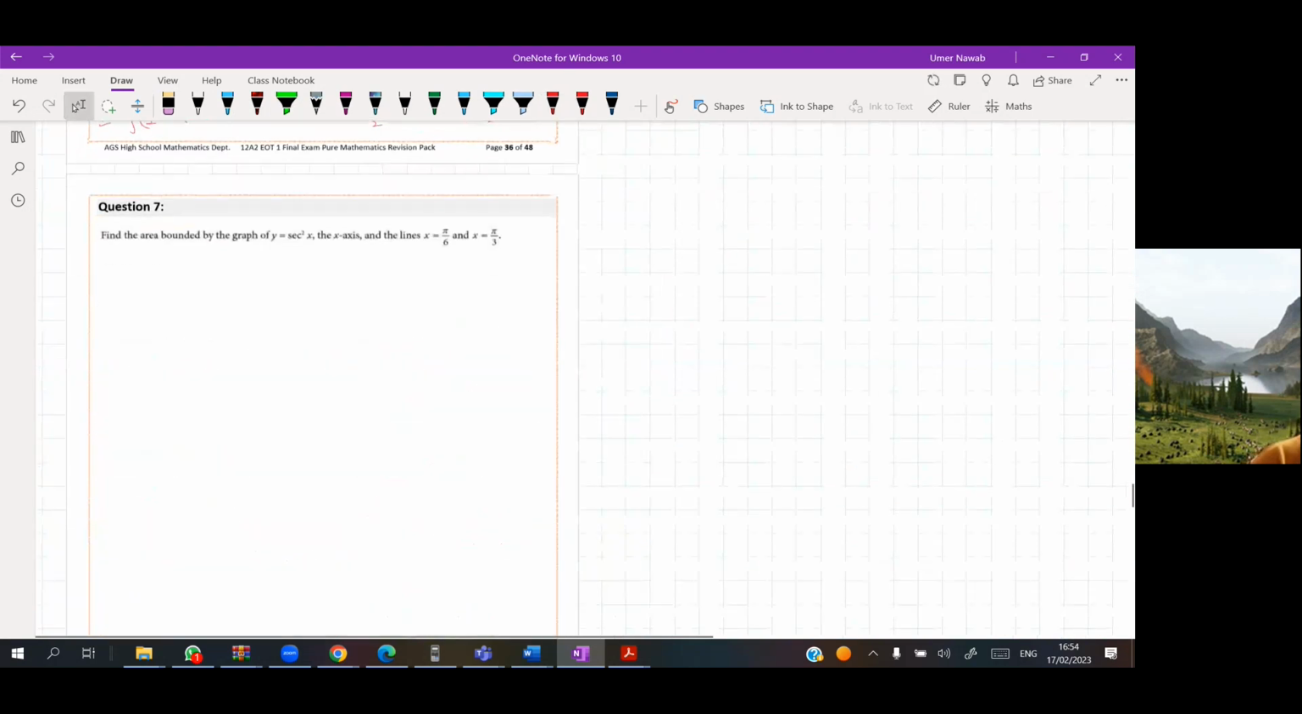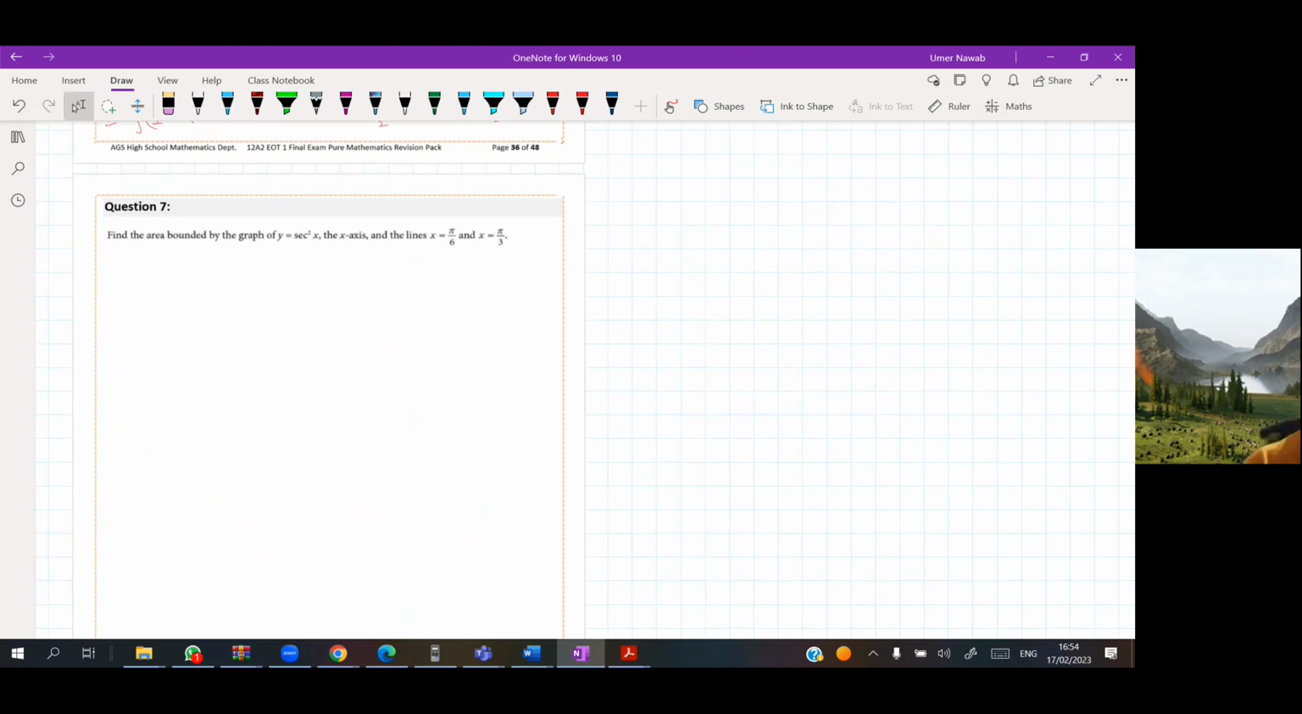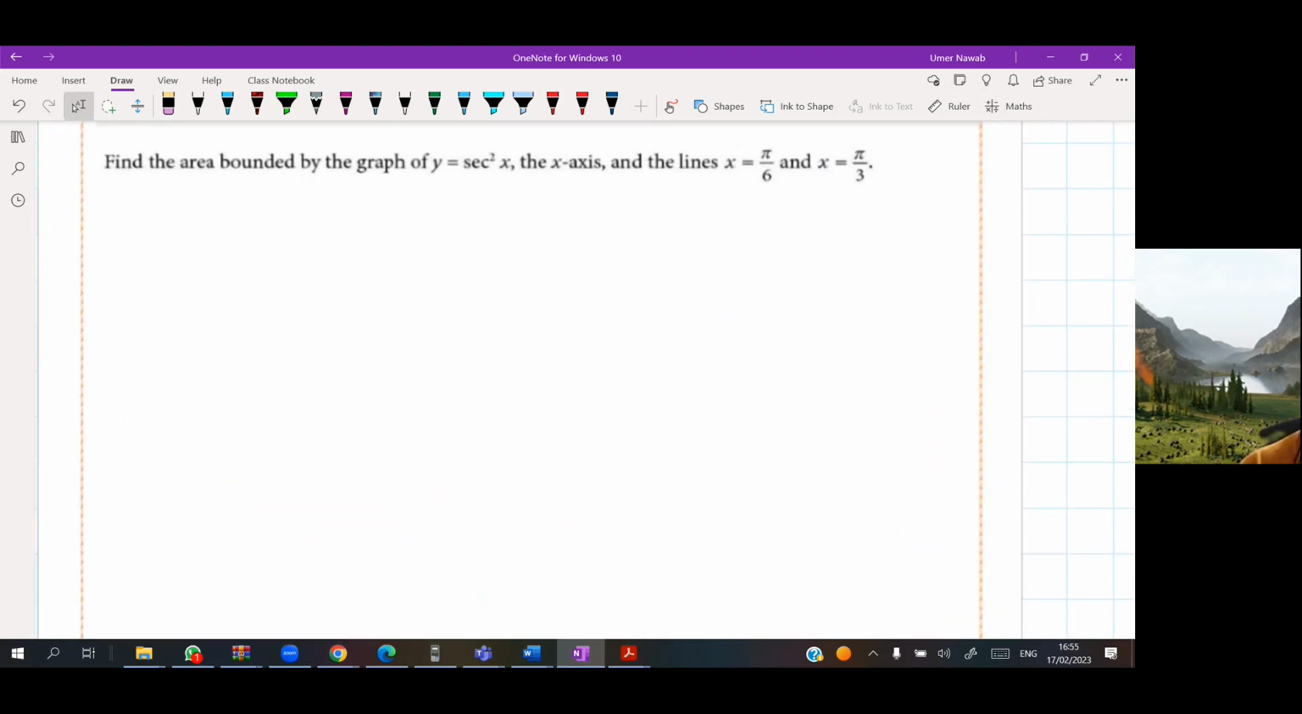Now we go to question number 7. This is the application part. We need to find the area bounded by secant square of x between pi by 6 and pi by 3. So area is equal to the integral from pi by 6 to pi by 3 of secant square of x.